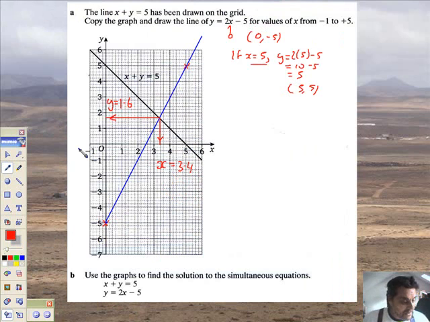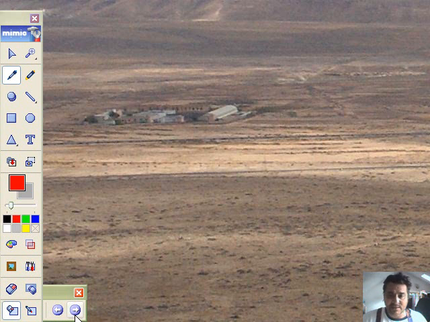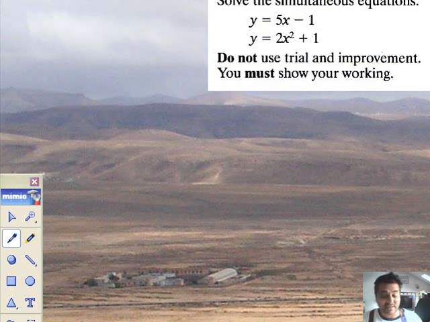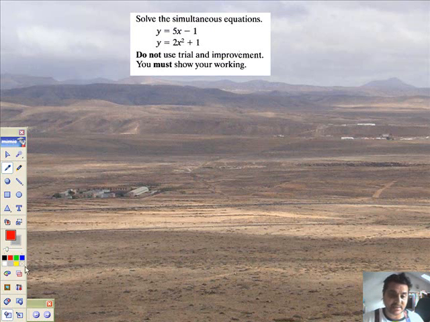And that's grade B. A great example where two linear equations cross over, and you get the solution where the point of intersection is. Now the next question is the last question. I think it's stunning. This was a question set in 2007. It was awarded 6 marks, and it's not that difficult because I've got y equals 5x minus 1 and y equals 2x squared plus 1.